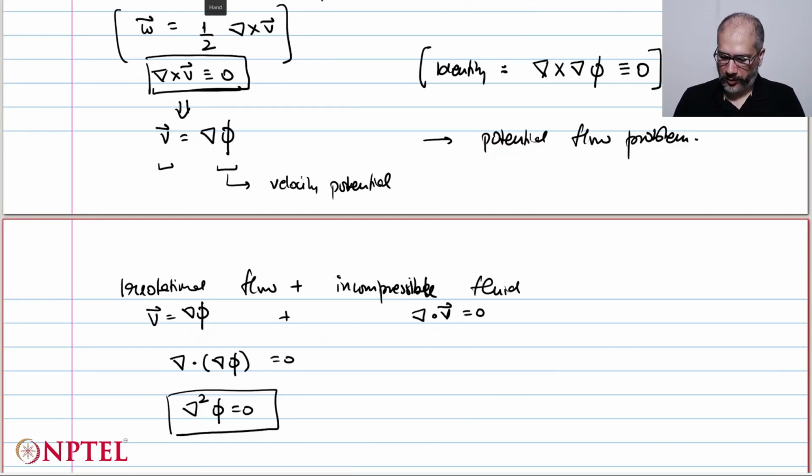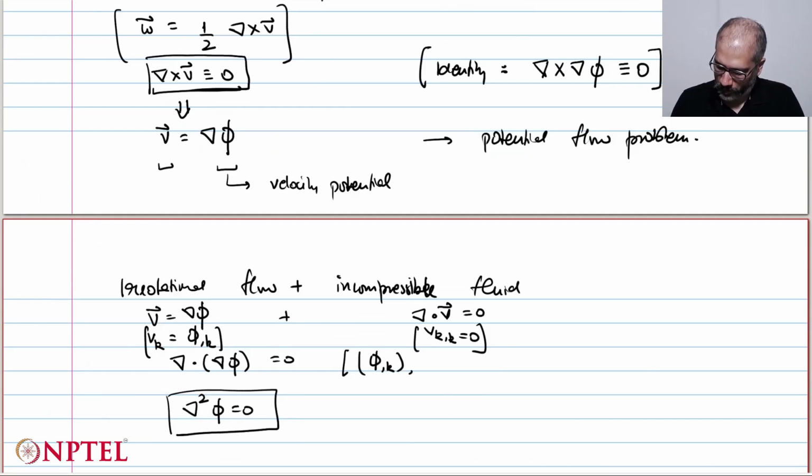If I write in indicial notation, this can be written as Vk comma k equal to 0, and V equals gradient of phi can be written as Vk is phi comma k. So divergence of the gradient of phi equal to 0 can be expressed as phi comma k whole comma k equal to 0. So this basically means phi comma kk equal to 0.